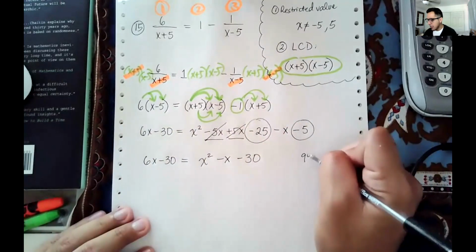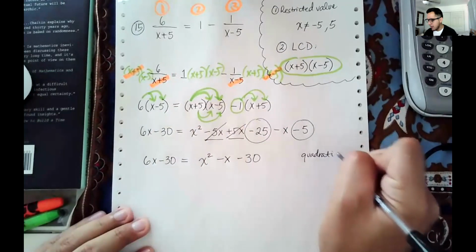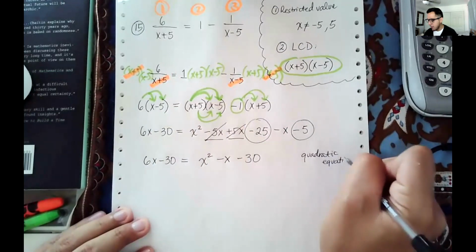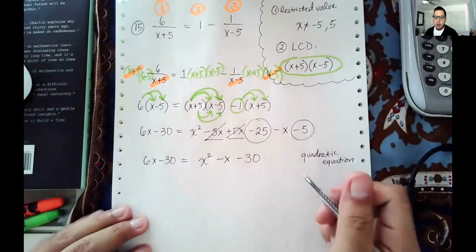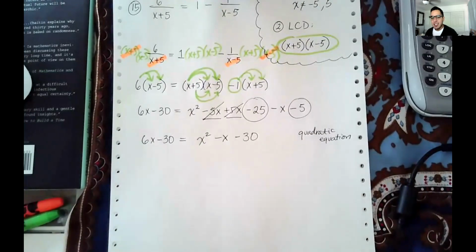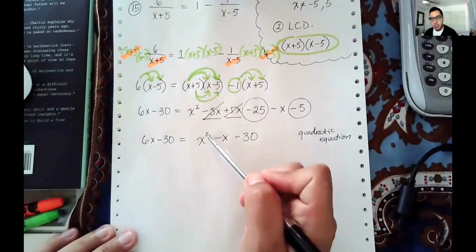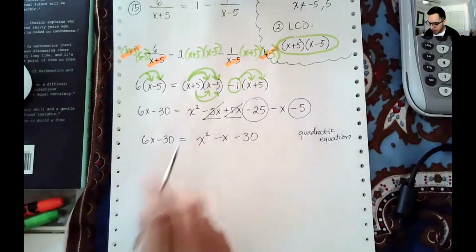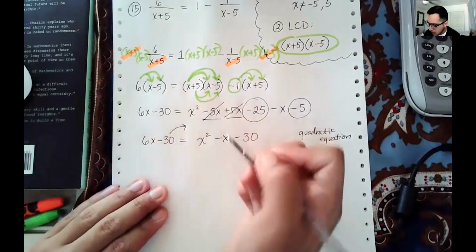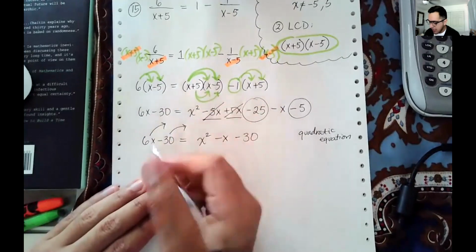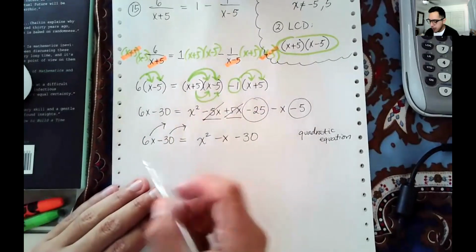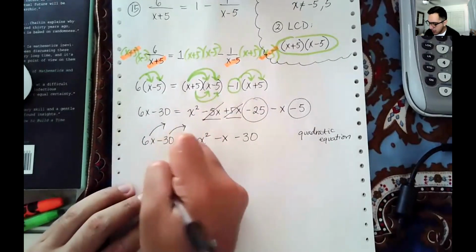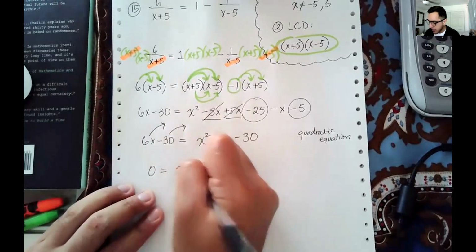Well, now this is looking like a quadratic equation. So we need to get everything over to one side and have it set equal to 0. But I like to keep my squared term positive, and currently it is positive. So what I'll do is I will move the 30 over to the other side and the 6x over to the other side. So that means I'll have 0 is equal to x squared.